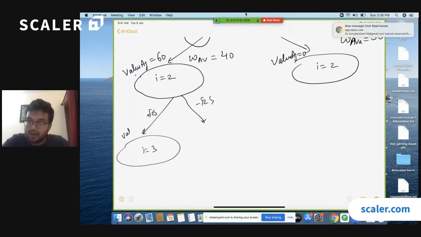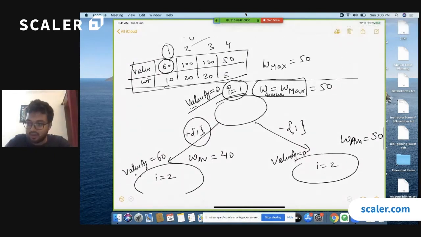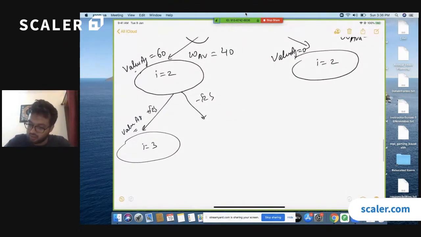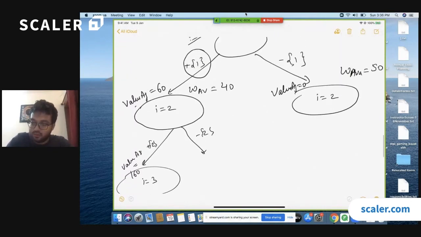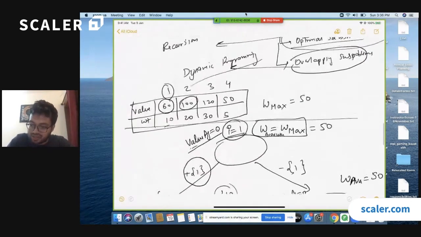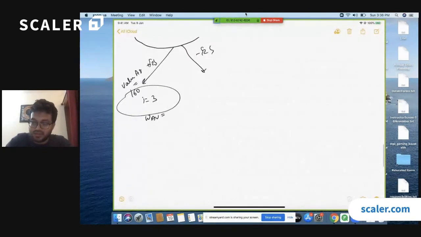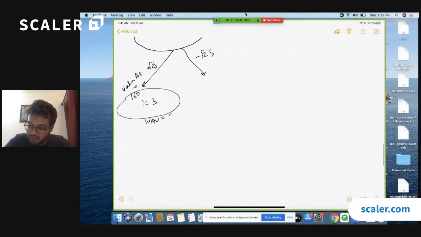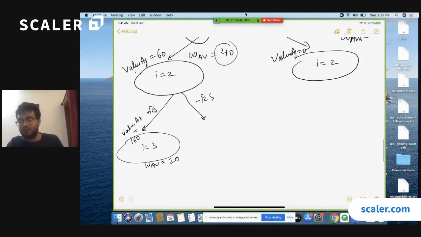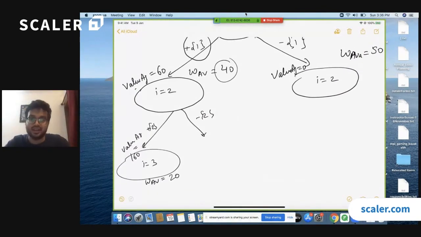The value aggregated till this point in time was 60. You are selecting the second element, which will make it 160, right? So 160 is the value that you have chosen to collect till this point in time. And let me also define the weight available. The weight available was 40 before this. You just included an item which has the weight 20. Now the available weight becomes 20. I hope you guys are able to understand how this recursion tree can be built.